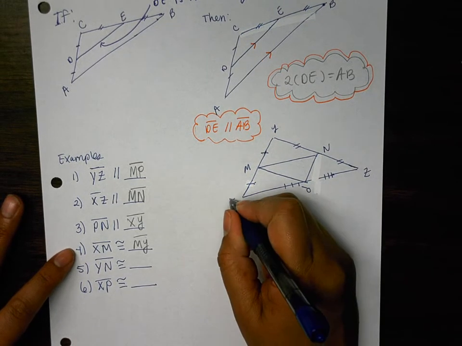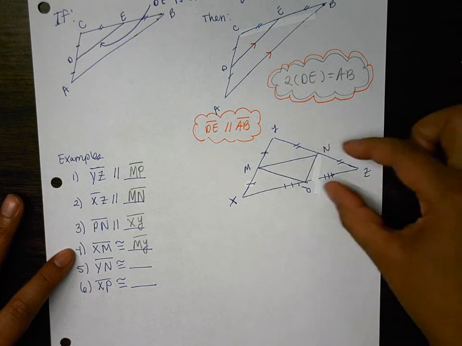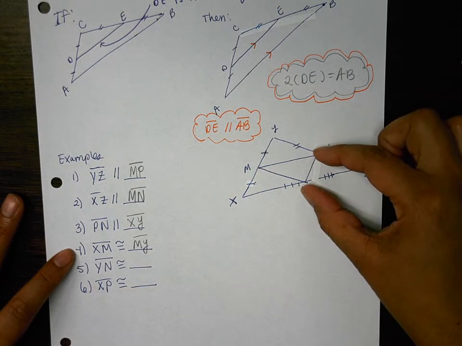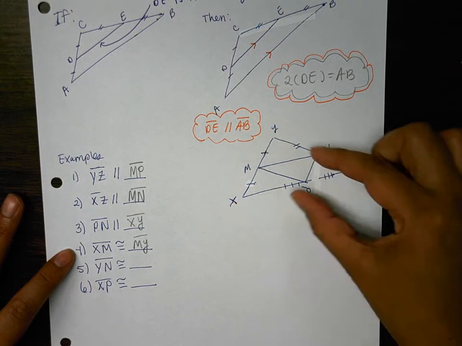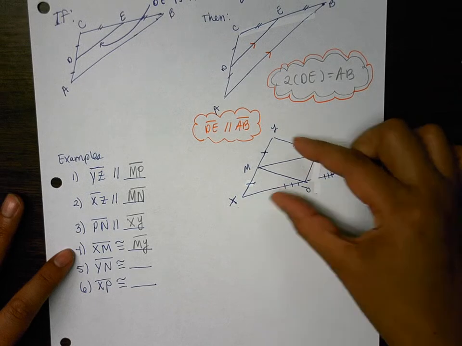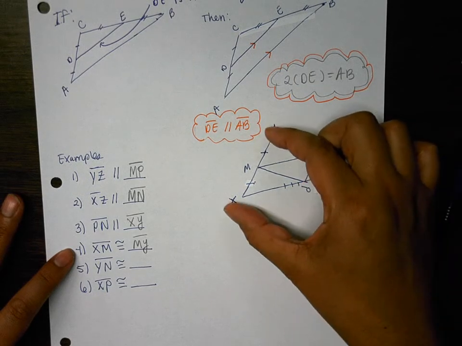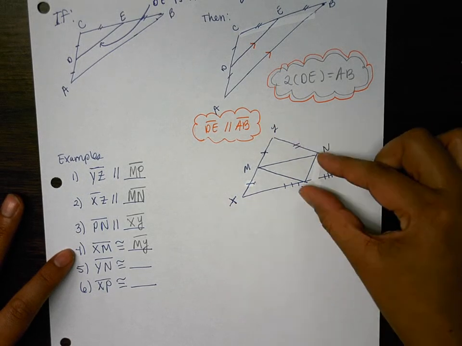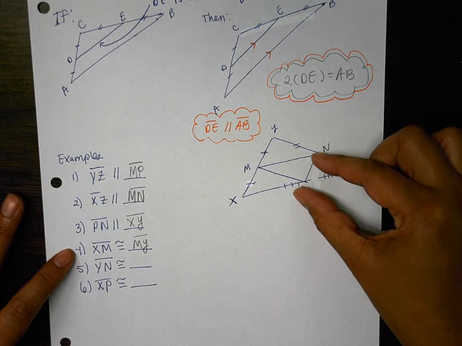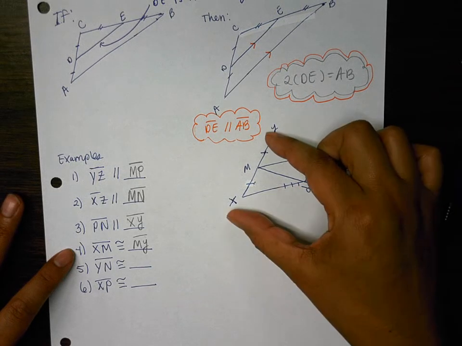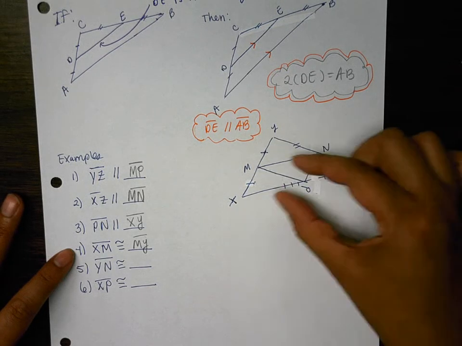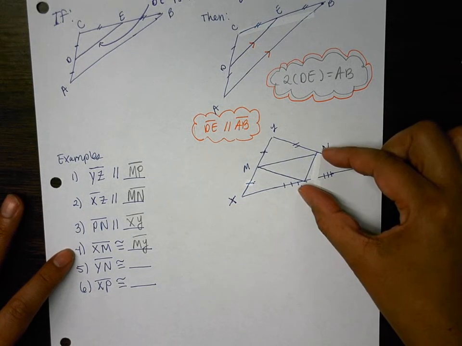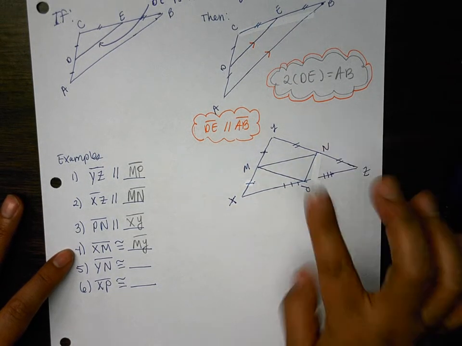Now, I had a kid ask, Mrs. Torres, isn't XM also congruent to this midsegment? What did we say was the relationship between the midsegment and the base? The base was twice as big as the midsegment. So if it's twice as big and we cut it in half, are these two also congruent? Yeah, you could. So yes, you could put that if you'd like.